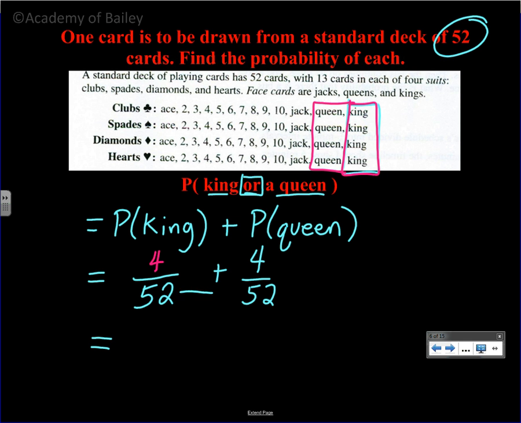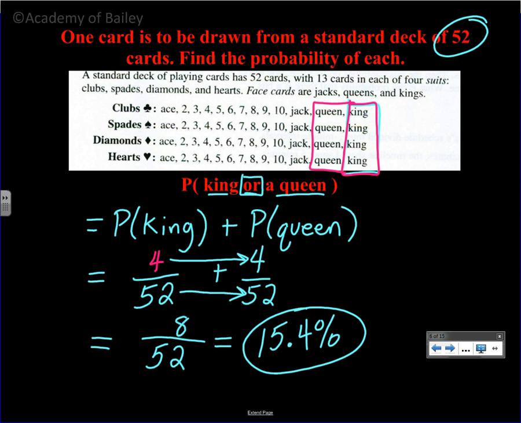When we add these together, remember you have to have common denominators. So that common denominator is 52. And so let's add the top 2 numbers since they already have a common denominator, and that will be 8. 8 divided by 52 is the probability of choosing a king or a queen. And when we change that to a percentage, we're going to get 15.4%. And you notice I am rounding all these to 1 decimal place. And you could probably be using the approximately symbol there because it's not exactly 15.4%, it's approximately.